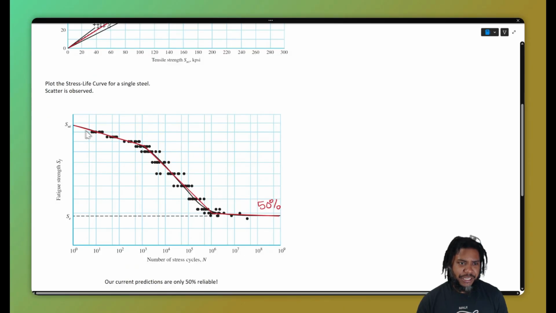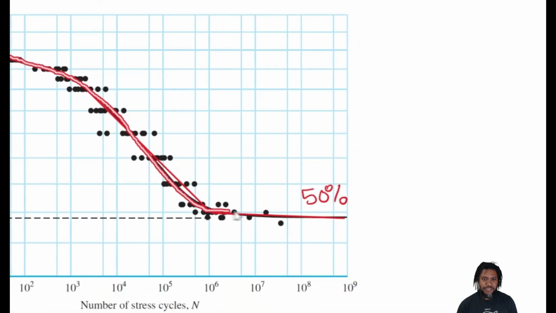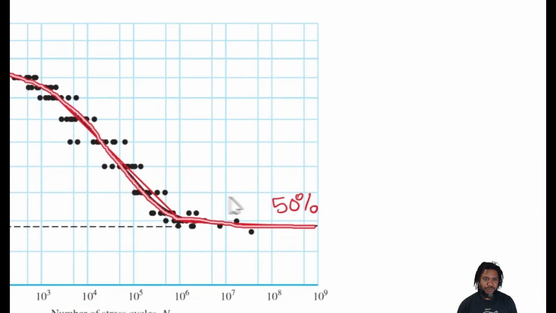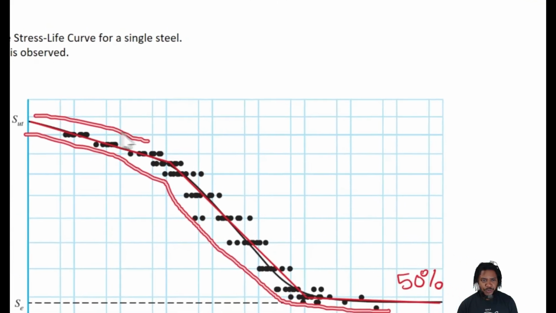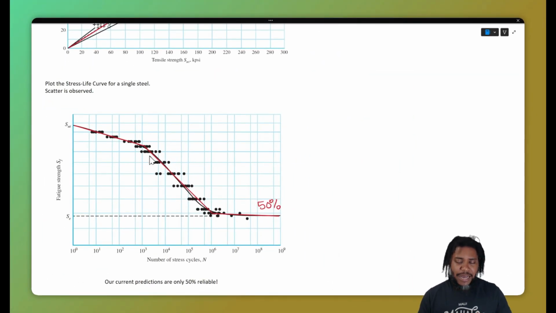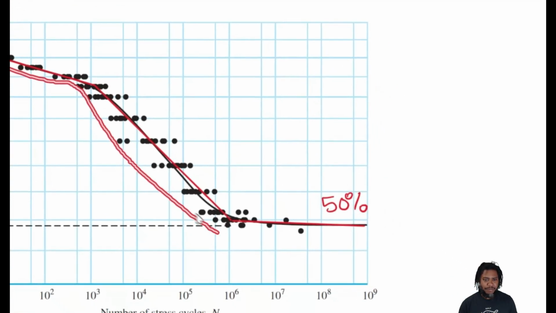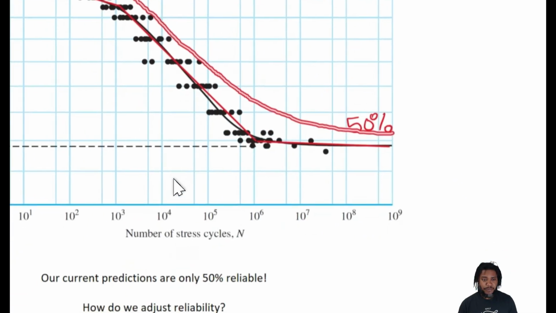But the reality is, that means we're just trying to fit the middle of the scatter in the data, 50% reliability. Where in reality, we could be as low as this, or we could be as high as that on our stress life curve. So how do we then try to incorporate reliability and shift our curve so we can have more reliability or less reliability in our design?